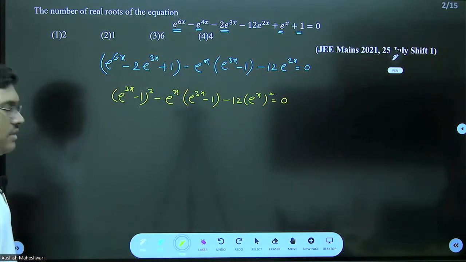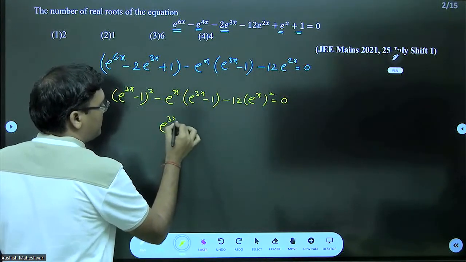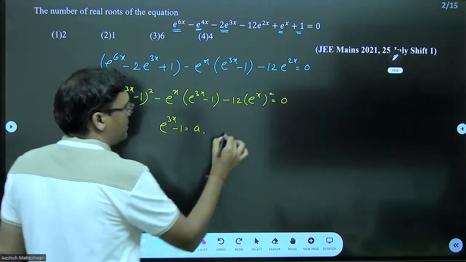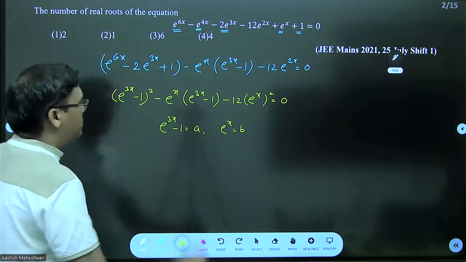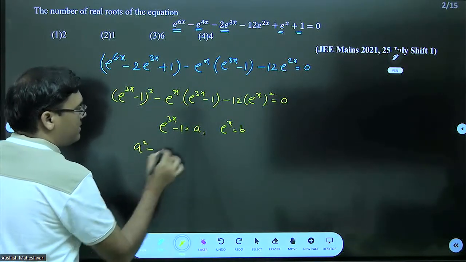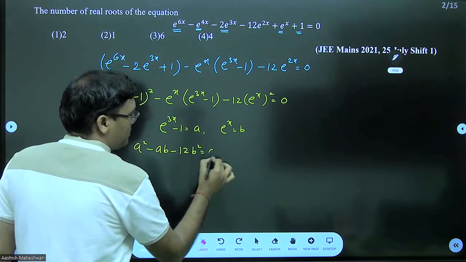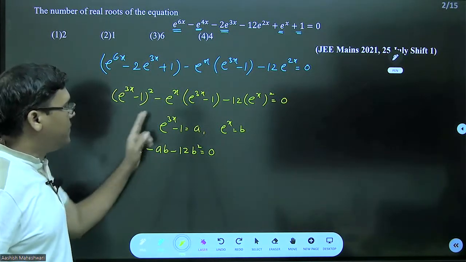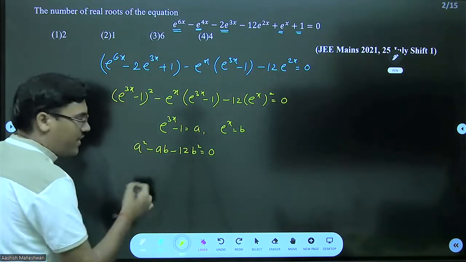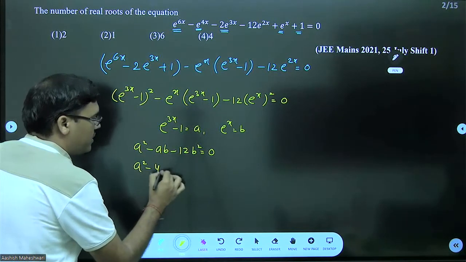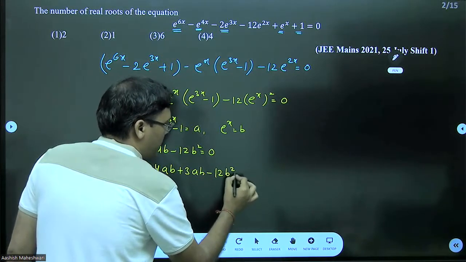This is the expression. Now if you just observe here, if I take just for simplification e raised to 3x minus 1 as say a and e raised to x say b, so आपको थोड़ा factors नजर आएंगे, ठीक है? So see this is a square minus this is ab and this is 12b square equal to 0. Correct? A square minus ab and minus 12b square. Now you just see here, I can factorize this very easily. This is a square minus 4ab plus 3ab minus 12b square is equal to 0.